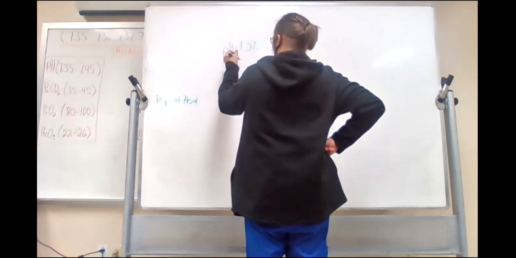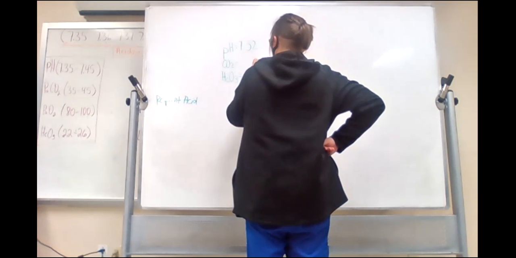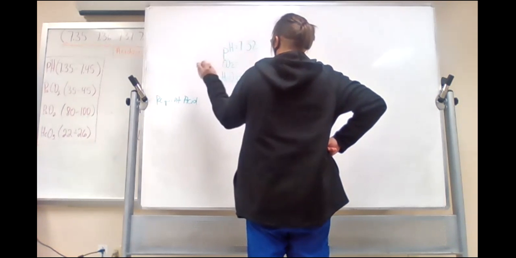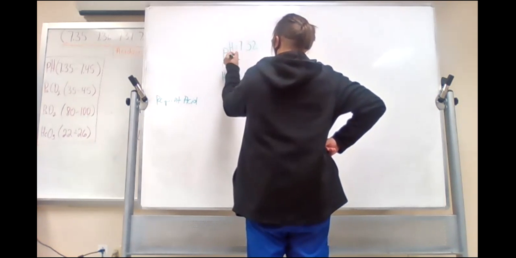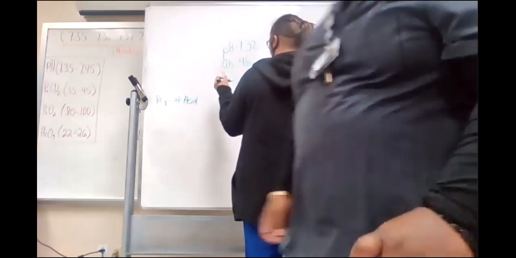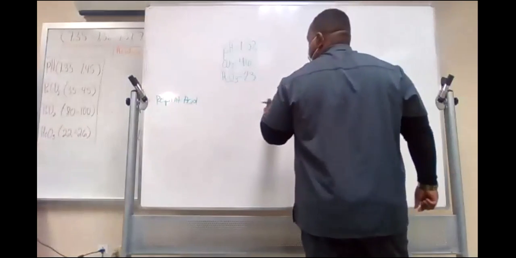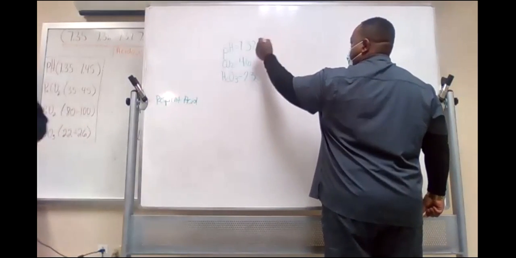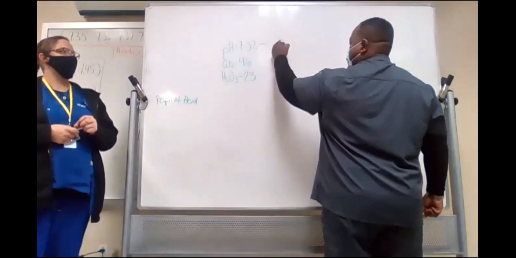Respiratory acidosis. All right. Good. pH is what? 7.32. That's acidosis.